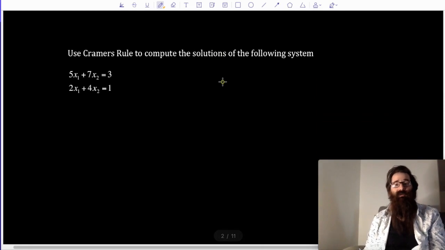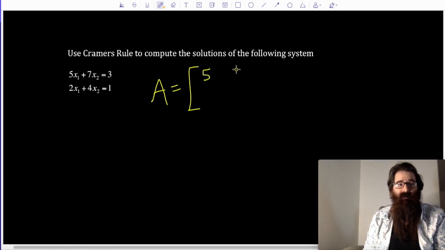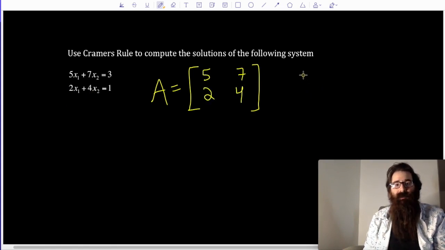Now the first thing I want to do is build the matrix A and the vector b, and it's not going to take too much work. Matrix A is our coefficient matrix, so I can just look at the coefficients on x1 and x2 and place them in the correct order. The first row would be 5, 7 for the 5x sub 1 and 7x sub 2. And my second row is going to be 2, 4 for the 2x sub 1 and 4x sub 2. So that's my matrix A. Then the column vector b is the stuff that it's equal to, so b is 3, 1 as a vector in R2.